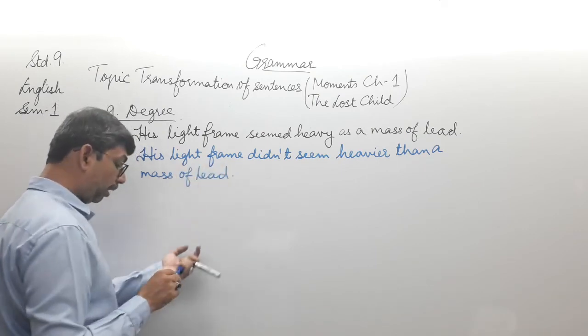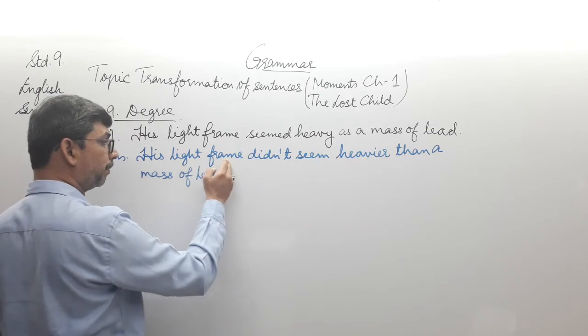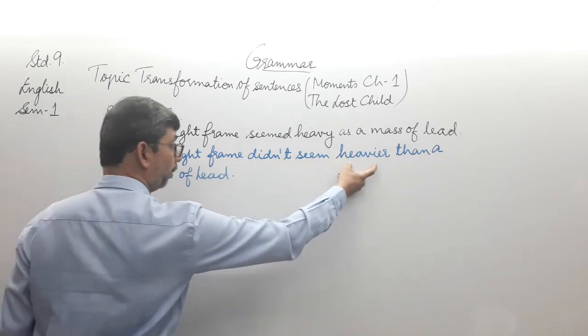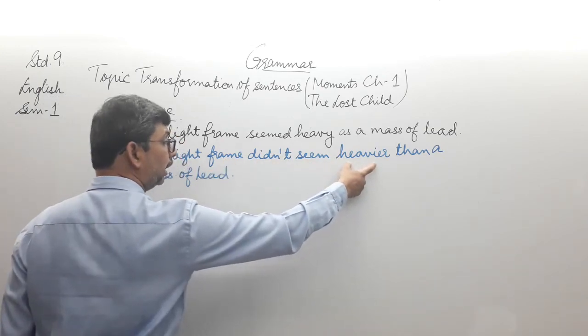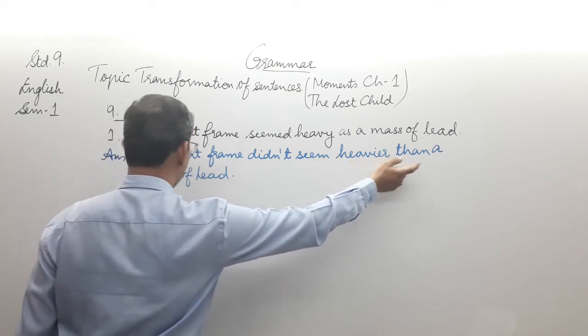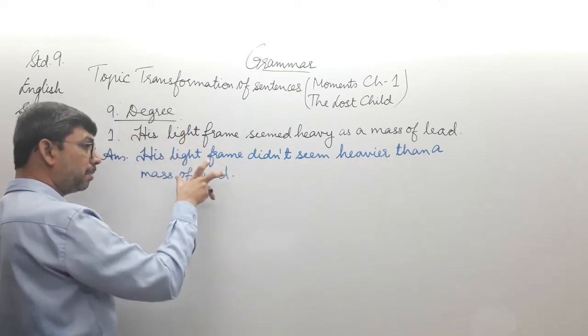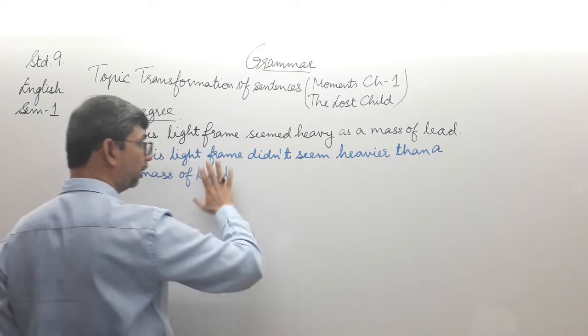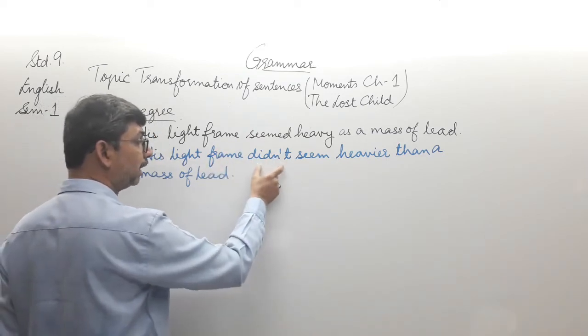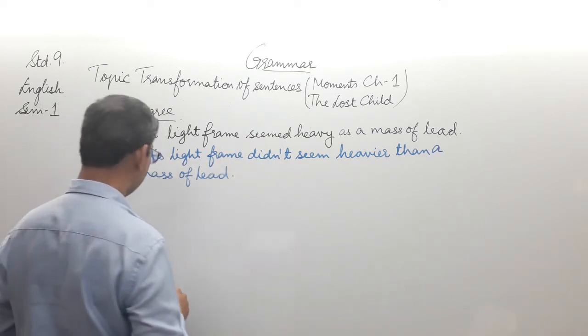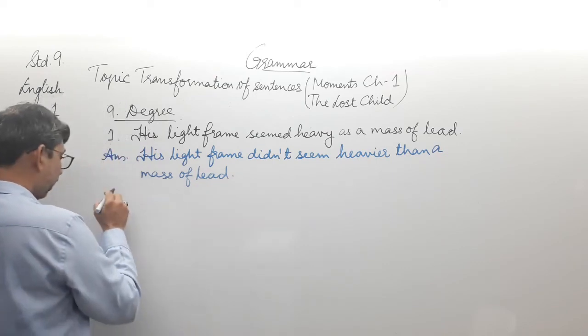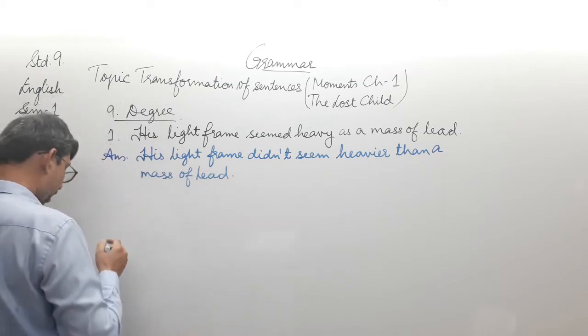So comparison is made over here. His light frame didn't seem heavier. We are making use of the comparative degree over here, heavier than a mass of lead. So comparison is made with the comparative degree, but the meaning has not changed by applying the negative word didn't. So that plays an important role in writing the answer.